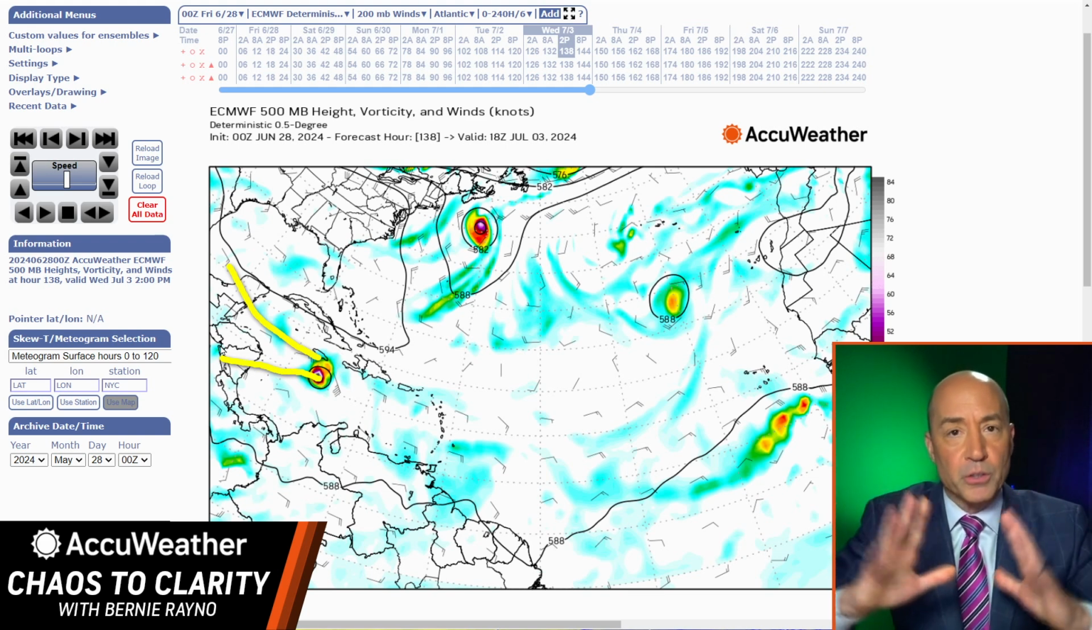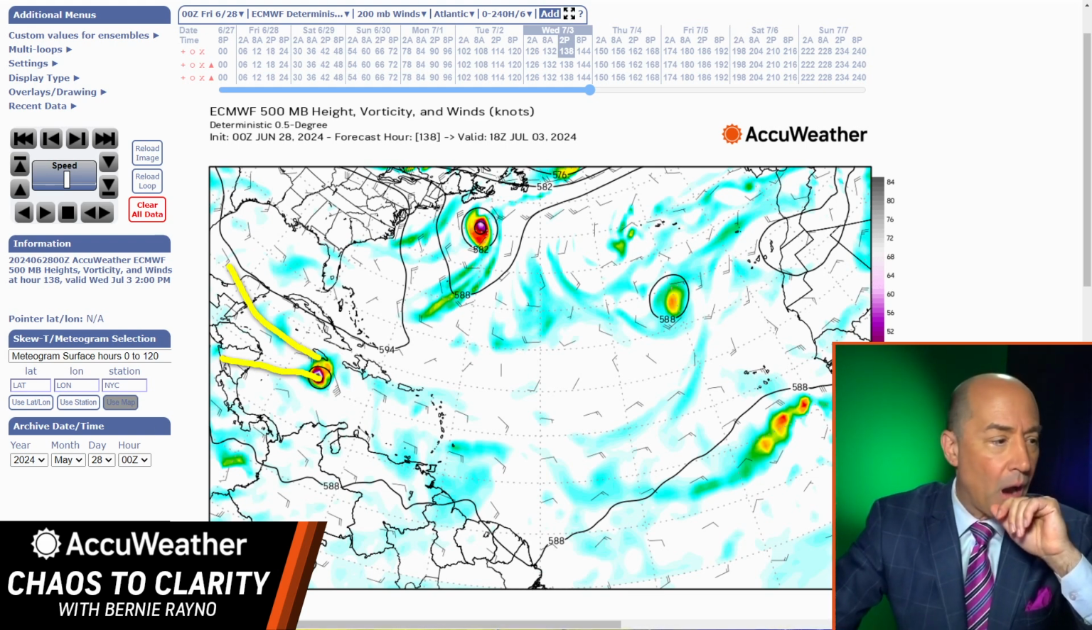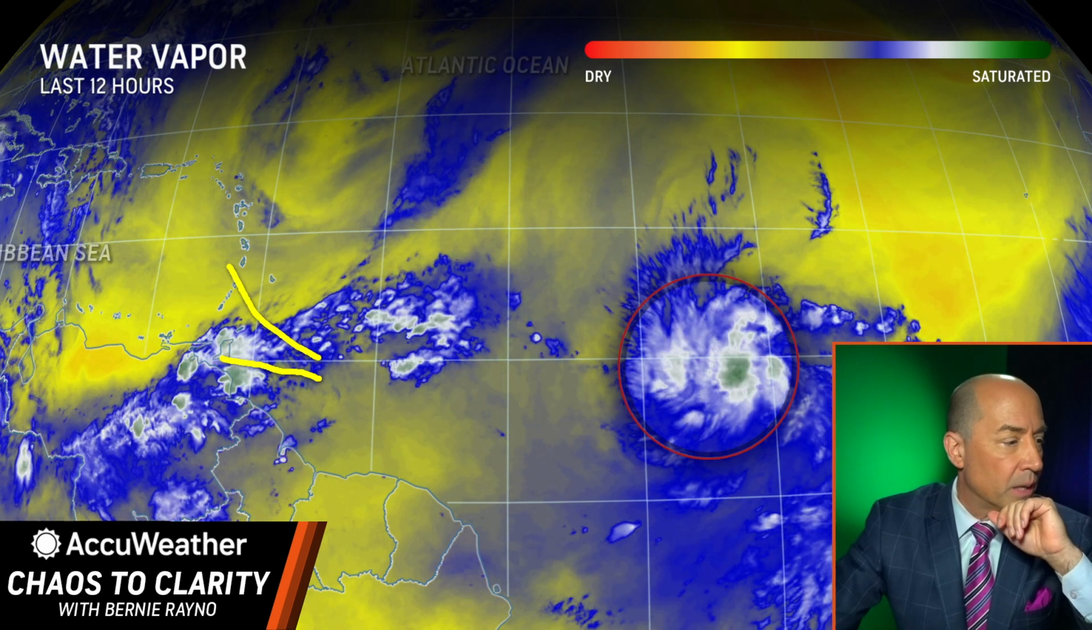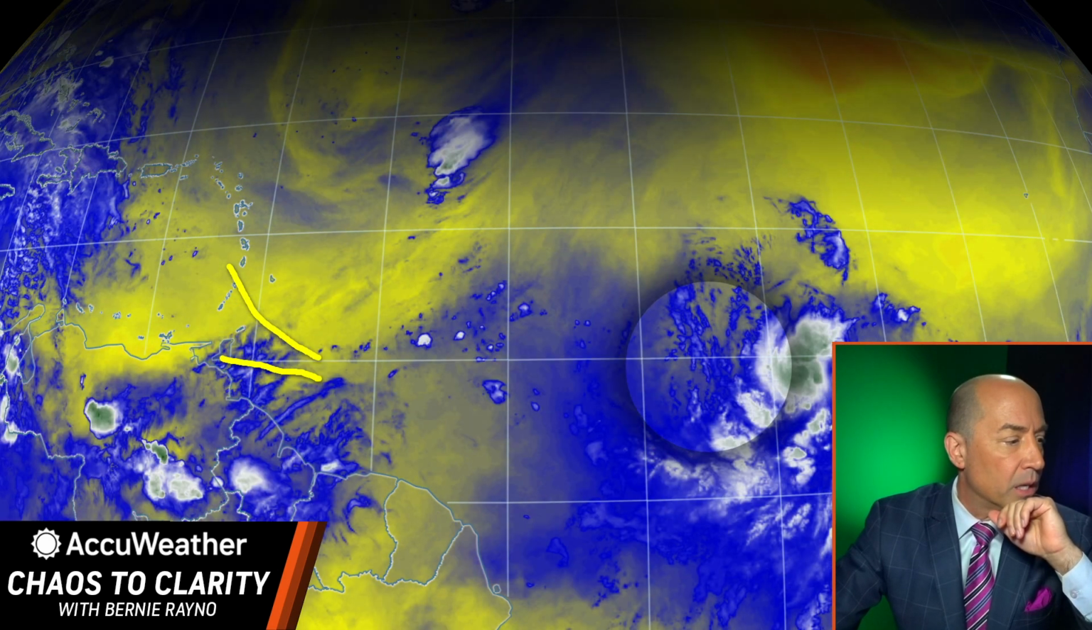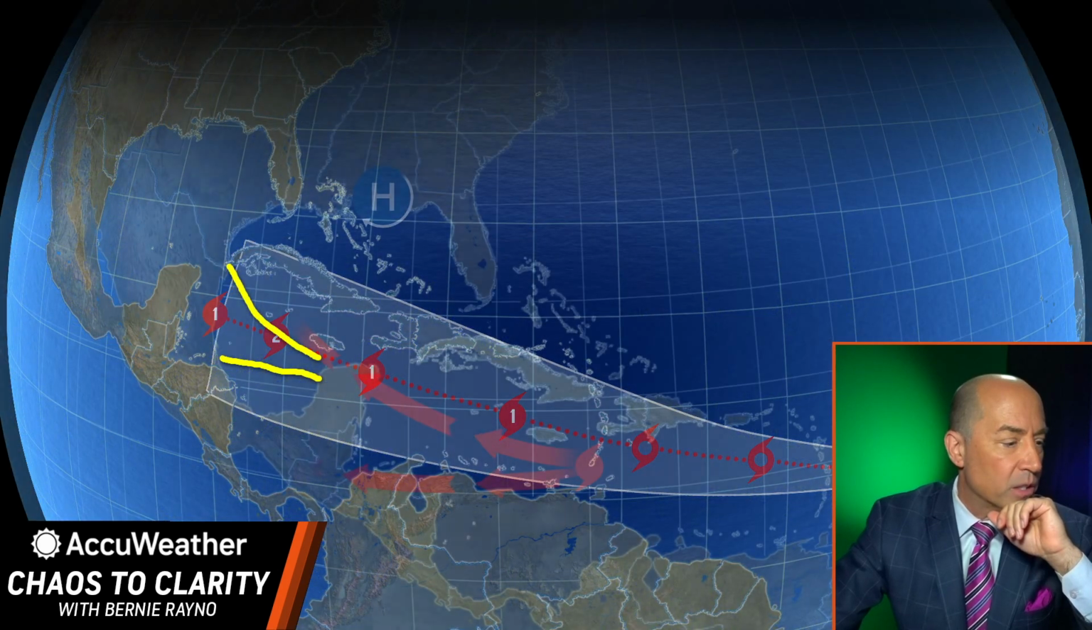So right now, here's my advice. And let me show you our eye path here as we go forward with this system. And here is our eye path. And by the way, this is the scenario I talked about, this upper high. If it remains strong, then this system, which will be a hurricane, will be driven into Central America. If it's weaker, then it would come into the Gulf of Mexico or the western Gulf of Mexico.